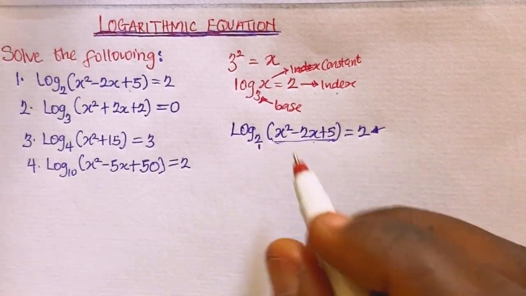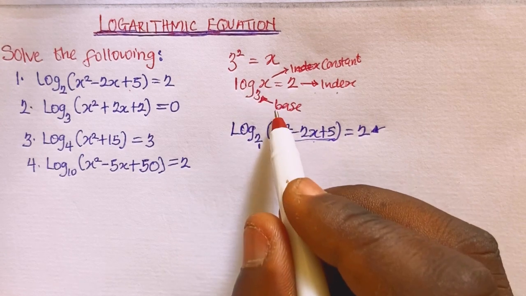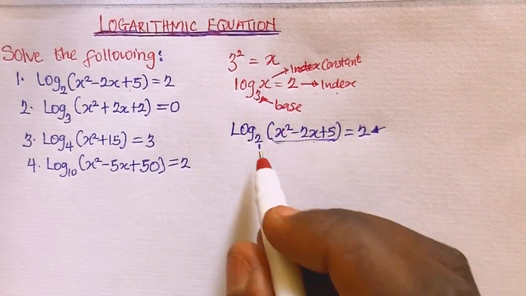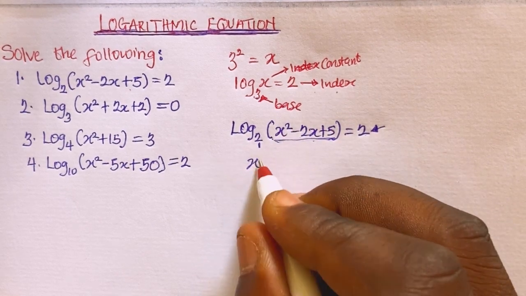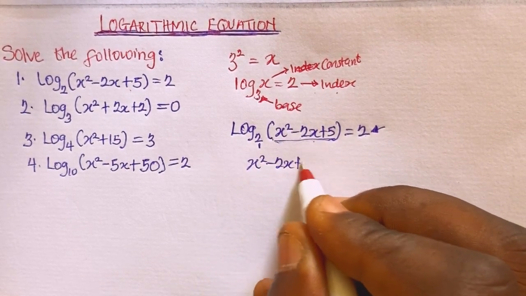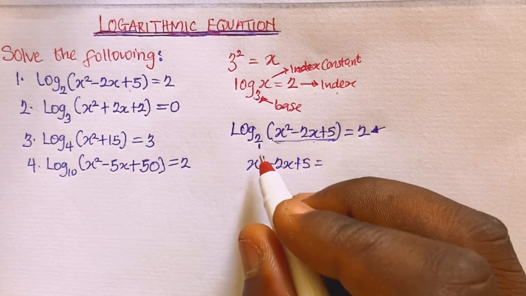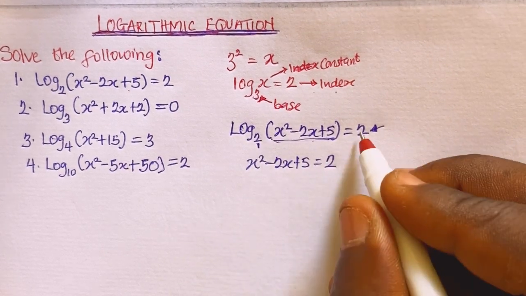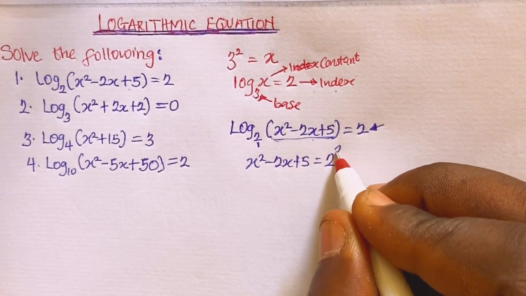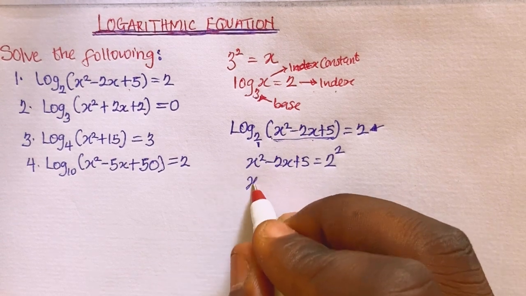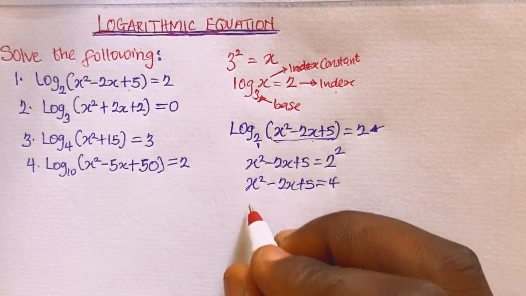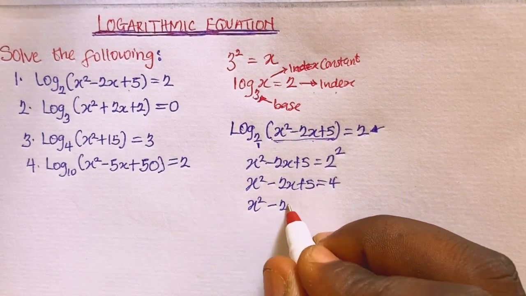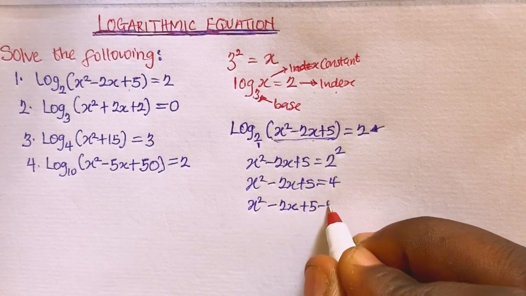Then we can simply say the base comes up. The base is 2, so we bring out this base, then we bring out the constant first: x squared minus 2x plus 5 equals, where is the base? The base is 2, and the index is 2. So here we simply have x squared minus 2x plus 5 equals 4. So x squared minus 2x plus 5 minus 4 equals 0.